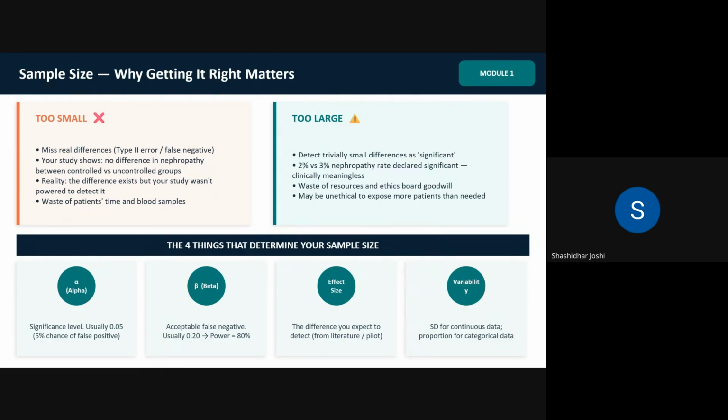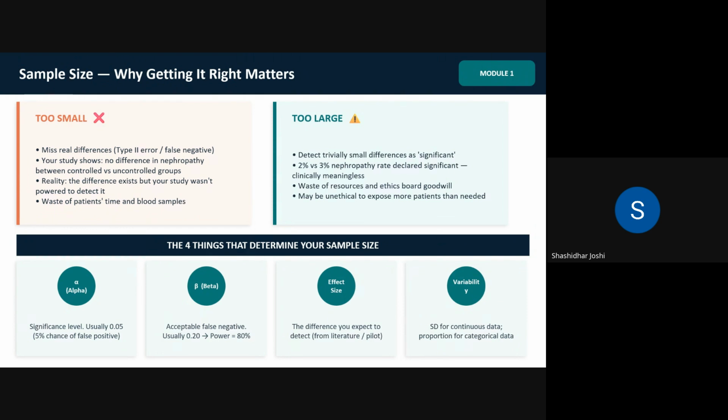And next comes beta. Now it is relevant to what I told you about the two small boxes, missing the real difference. So that number is 20% or 0.20. Okay, and then effect size. What is the difference you're expecting from the experiment you are doing?